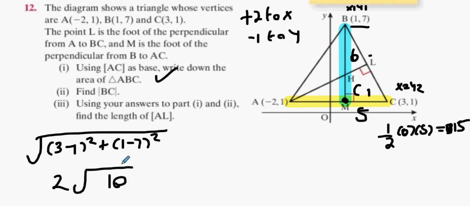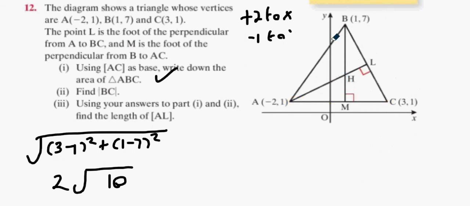Here's the key point, and this is what they love to do in the leaving cert. No matter what base and what height you use, the answer is always 15. So if I use this as my base, and I use the purple one as my height, if I half the two of them, the answer still has to be 15. But we know the length of the blue one. What's the length of the blue one? 2 root 10.